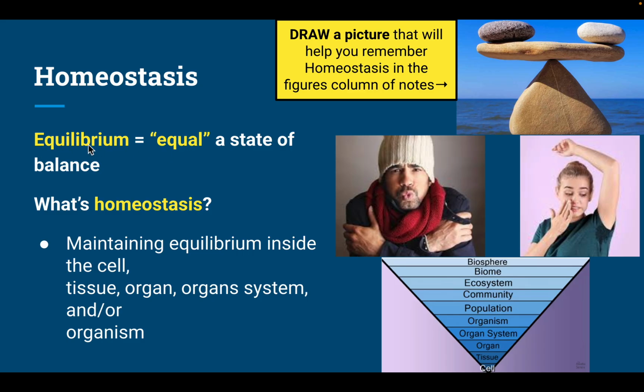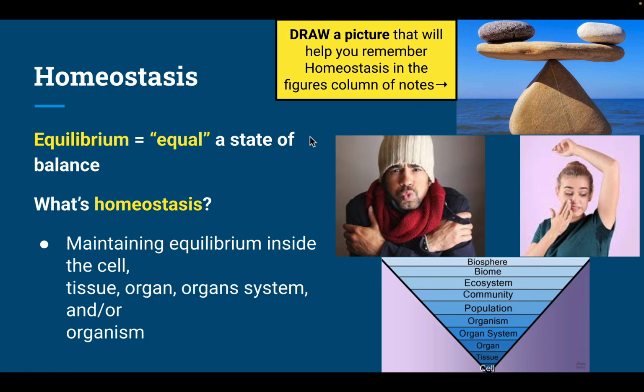So you can see we've got some yellow here. All right, so being in homeostasis means being in equilibrium. Equilibrium also has a word hidden in it, it looks kind of like equal. It's a state of balance. So what's homeostasis? Well, it does have to do with equilibrium. It's maintaining equilibrium, so maintaining balance inside the cell, tissue, organ system, and or organism. So having this calm, balanced state. So not stressed, but this balanced environment.